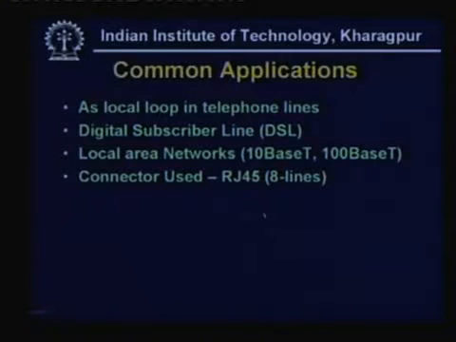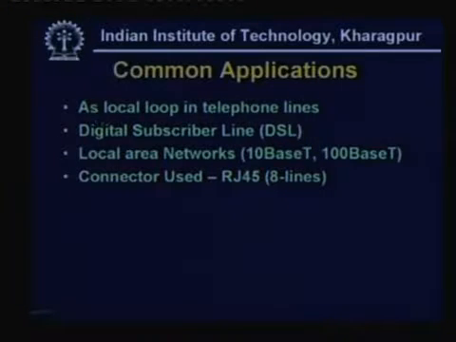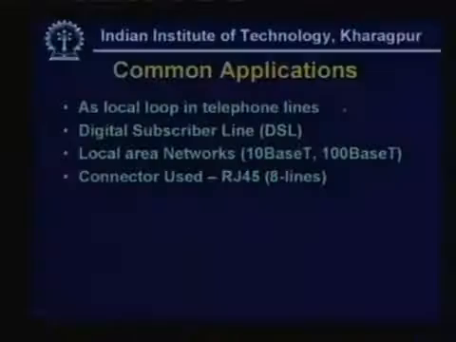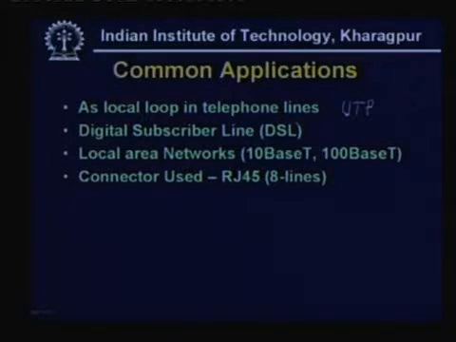As you know, the twisted pair UTP is the simplest and possibly the cheapest guided media used in many applications. The most common application is the local loop in telephone lines. That means in a telephone network, the connection that you get to your home from the local exchange uses UTP wire. It is also used in digital subscriber line, DSL. Nowadays DSL is becoming more popular. We shall discuss it in more detail. In DSL also the UTP is used.